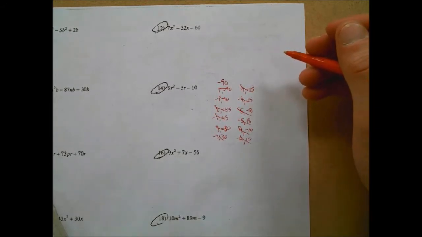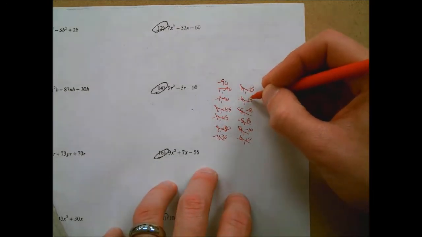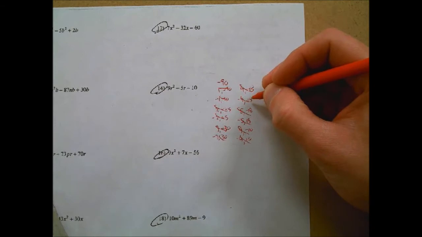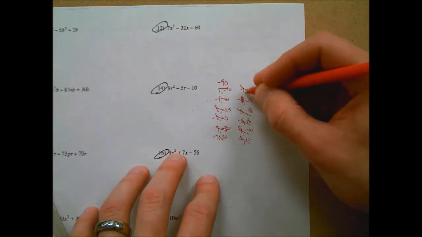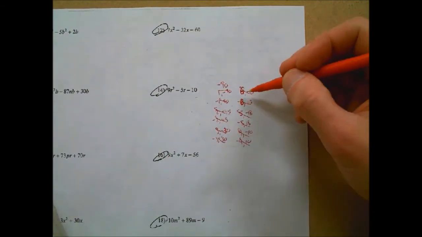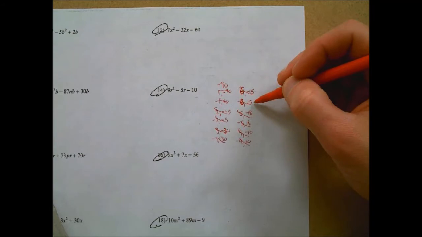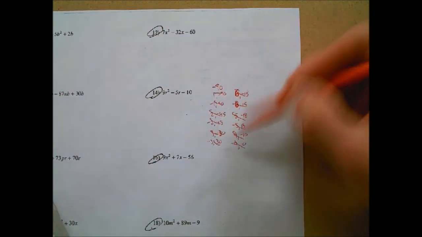Wait a minute. I did 15 and 4. Sorry, it should be 15 and 6. Hang on a second. I didn't do this right. 15 and 6. Thank you. Negative 6 and 6 there. Sorry about that. But still, does 6 and negative 15 or negative 6 and 15 work? No, it doesn't. So my point is we've got all of our pairs here and nothing works.